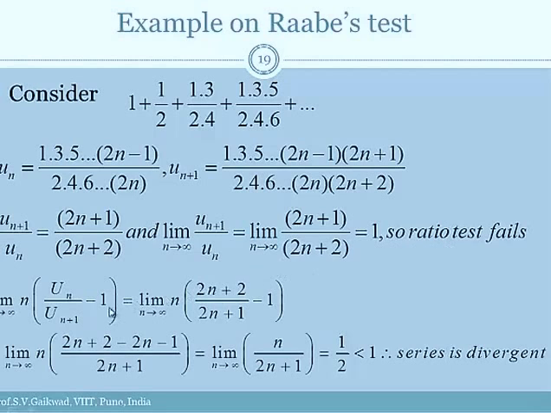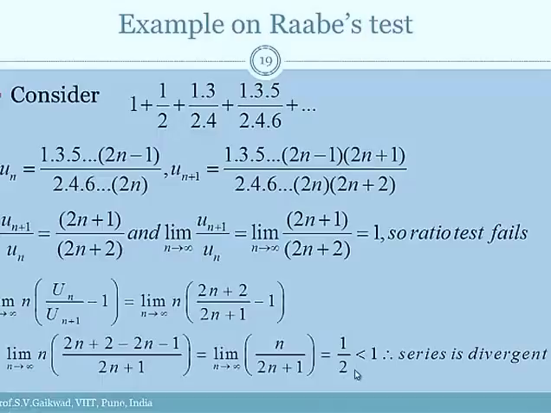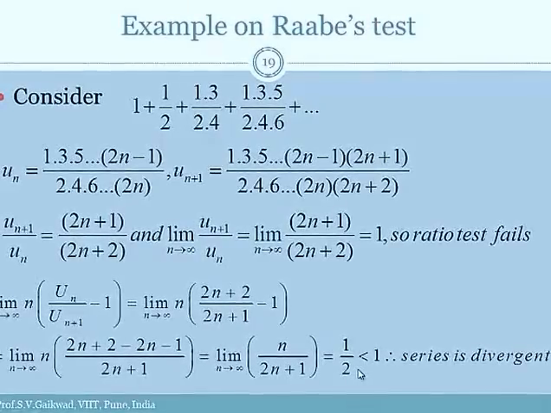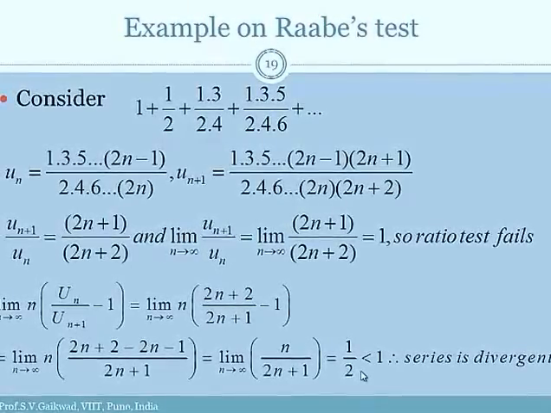Now apply Raabe's test and you get this limit: un upon un plus 1 minus 1, multiplied by n. If you take the LCM and simplify, you get the limit as half, which is less than 1, and so this series is a divergent series. That's Raabe's test.